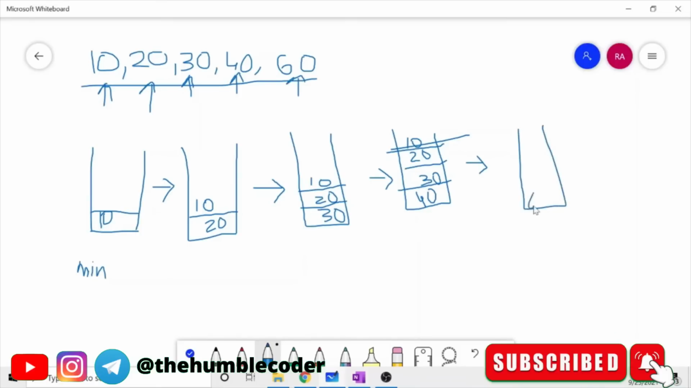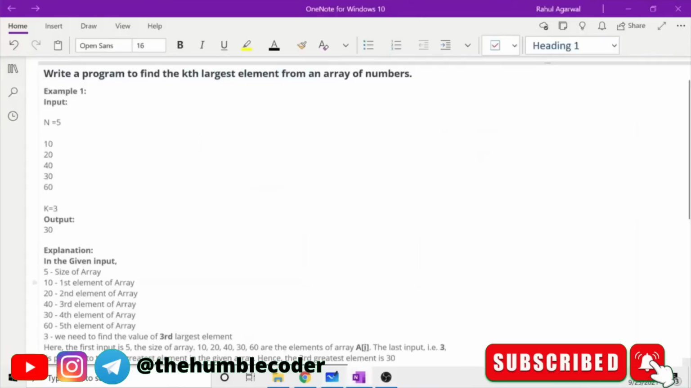Now we will insert 60 into the heap, and then the remaining elements as they are. So 40 will come here, and above that 30, and upon that 20. Again here the size has become greater than 3, so we will pop the topmost element. When all the elements are processed, we have to return the topmost element of the heap, which is 30 in this case. So our answer will be 30. This 30 will be the third largest element of our array. In this way we will approach this problem, and you can see that the output is 30.